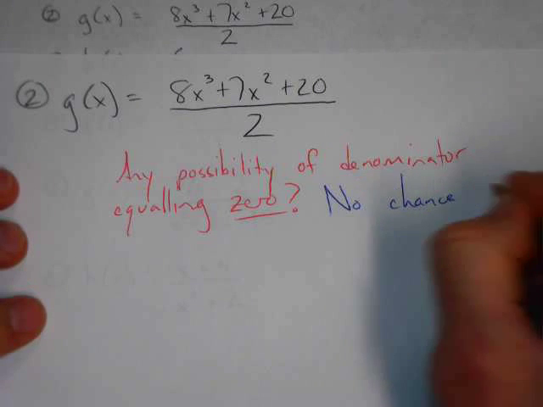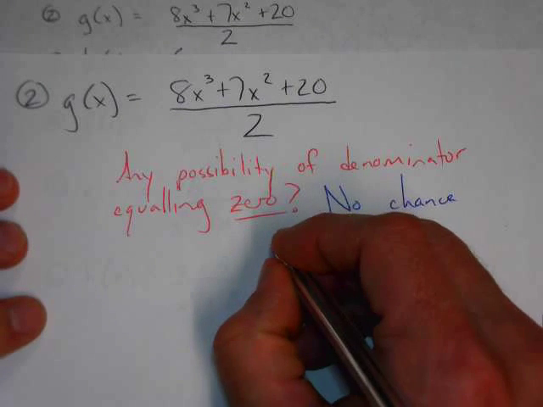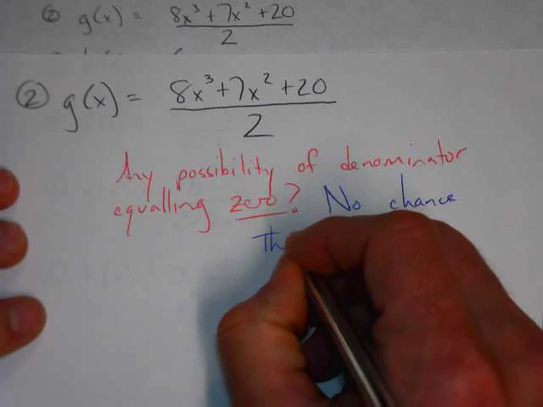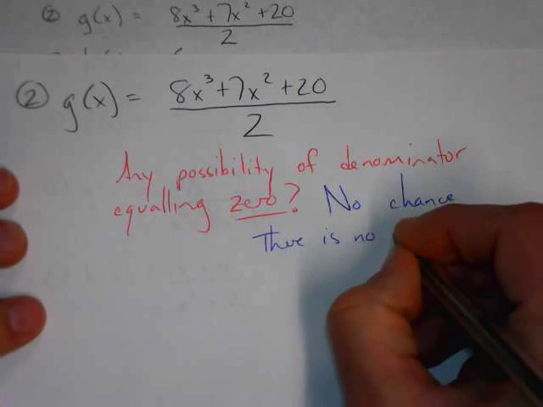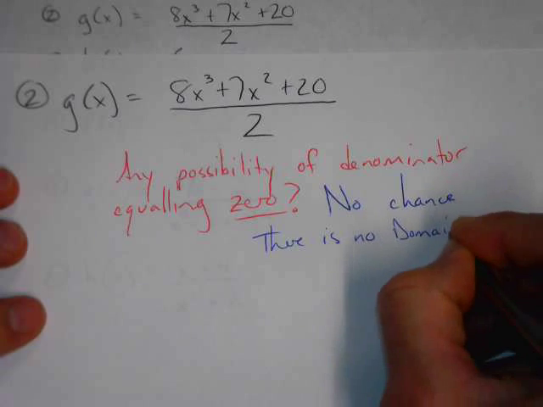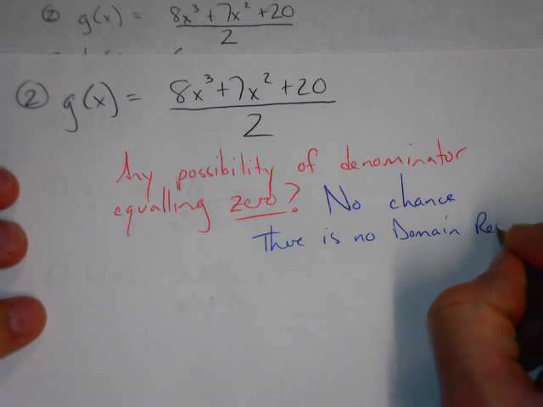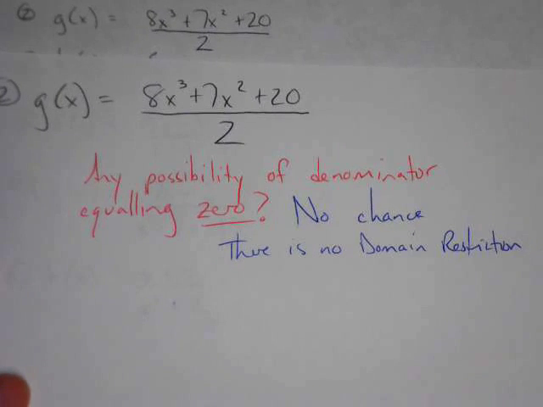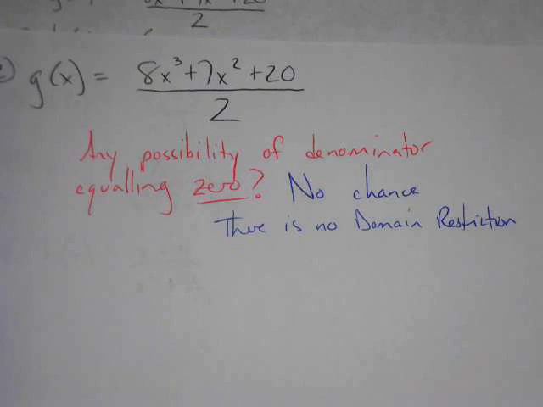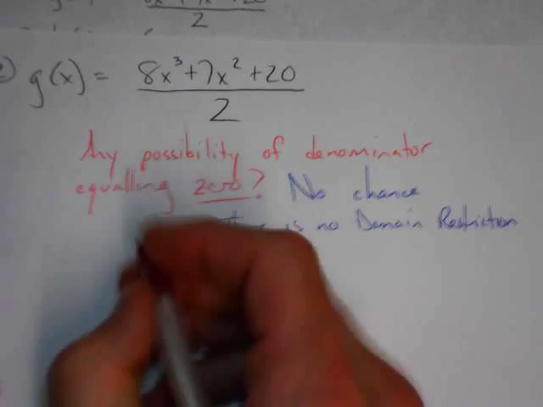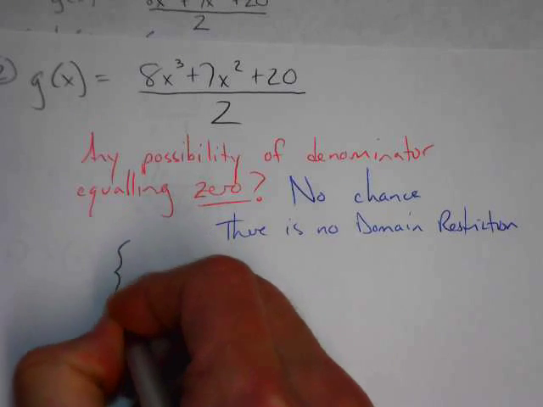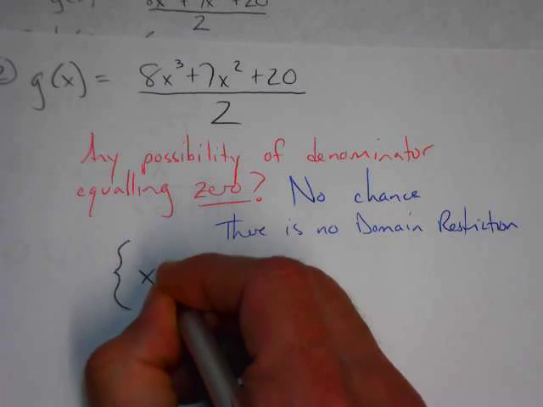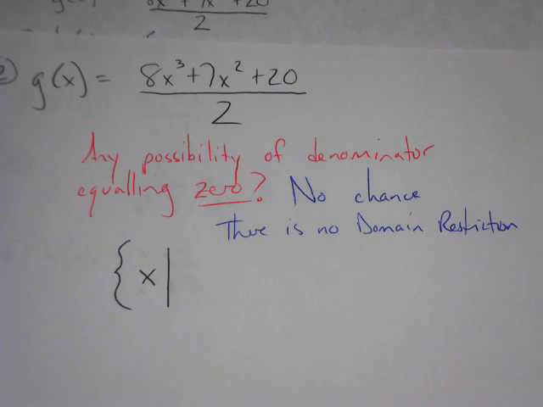So what does that mean? That means there is no domain restriction. The domain can be anything at once, which is funny. But here we go, we have to express that in set builder notation. In set builder notation, remember, we're going to need the brackets, we're going to need the x, and we're going to need that line there. That is set builder notation.